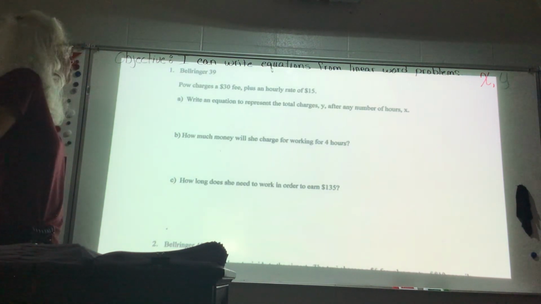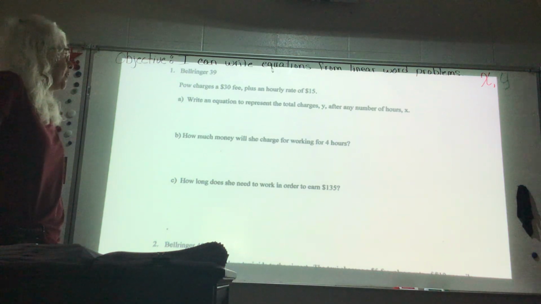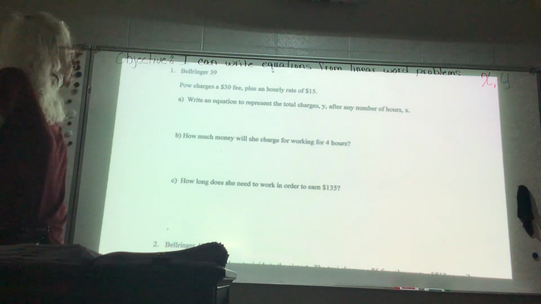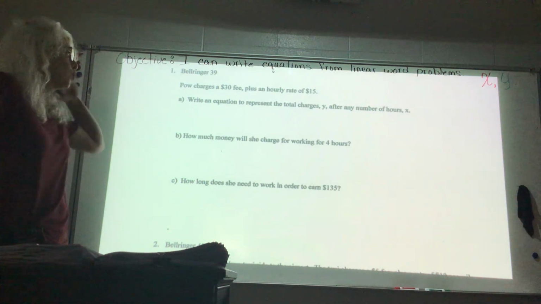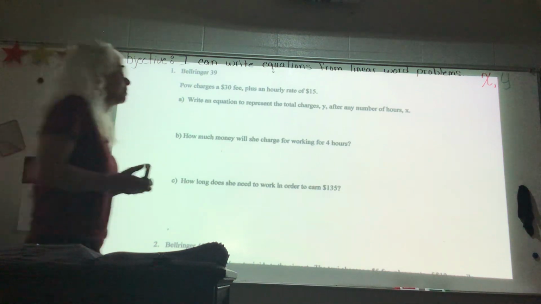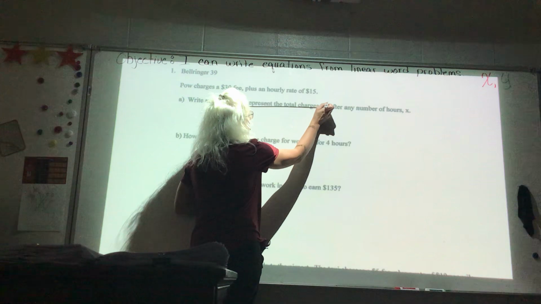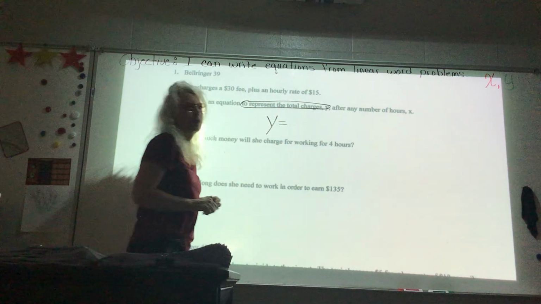Okay, so on Bellringer 39, it says POW charges a $30 fee plus an hourly rate of $15. Part A, write an equation to represent the total charges Y after any number of hours X. So it says to represent the total charges, so I'm gonna start my equation out with Y equals.